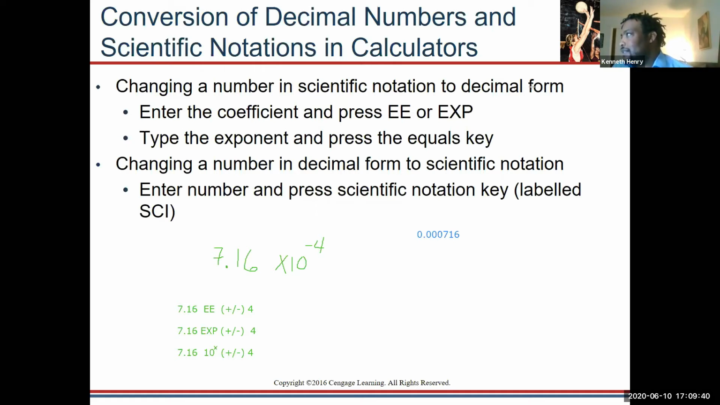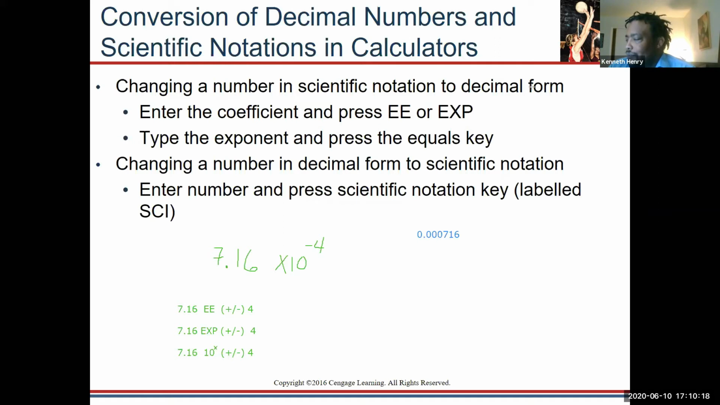Okay, so what you do is you type in the 7.16. Right after that, you see the EE button right under log 10. So hit that once. And then immediately after that, in the top right corner-ish, there's a plus or minus. Hit that once. And then just the 4. And then it should bring you to that answer.